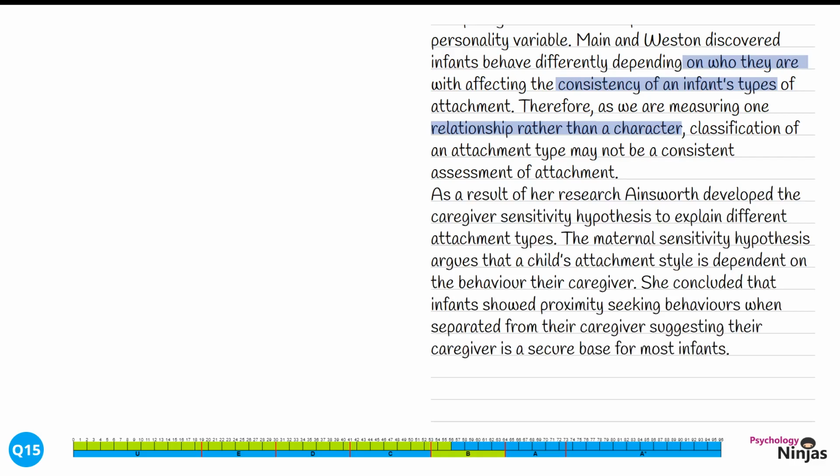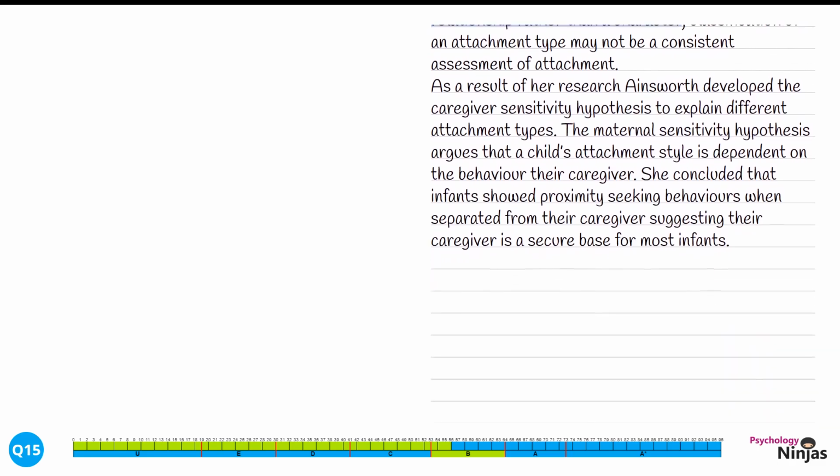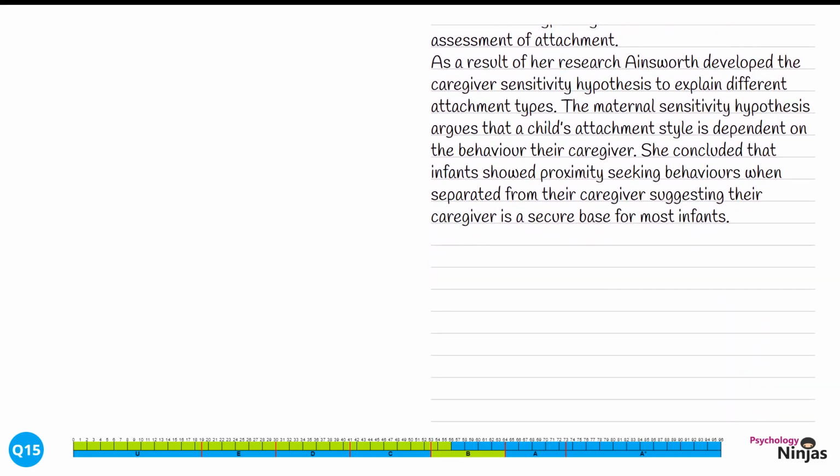As a result of her research, Ainsworth developed the caregiver sensitivity hypothesis to explain different attachment types. The maternal sensitivity hypothesis argues that a child's attachment style is dependent on the behaviour of their caregiver. She concluded that infants show proximity-seeking behaviours when separated from their caregiver, suggesting their caregiver is a secure base for most infants. To complete our description, we've talked about conclusions and the development of the maternal sensitivity hypothesis.